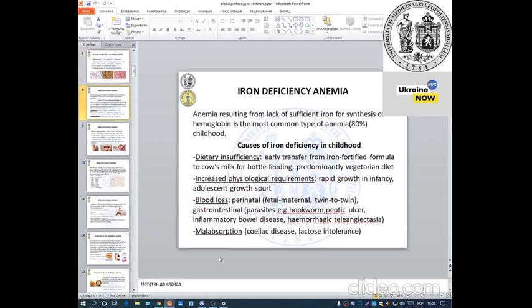Iron deficiency anemia is the most common in children. Its etiology includes dietary insufficiency, increased physiologic requirements due to rapid growth in infancy or adolescence, blood loss, malabsorption.